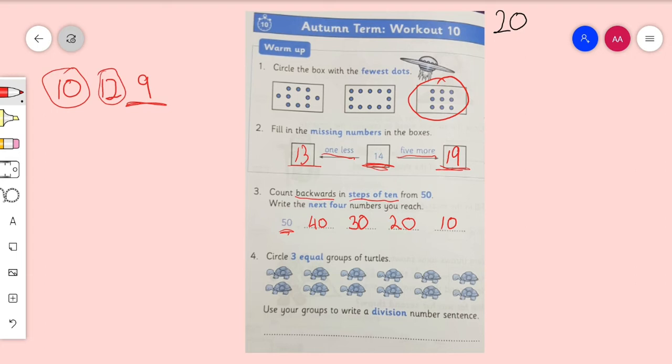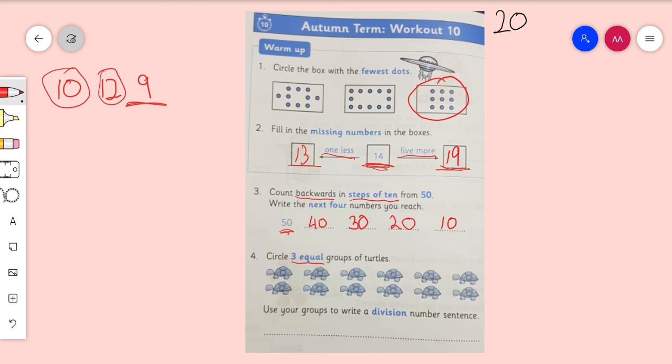Now let's do question number 4. It says, circle 3 equal groups of turtles. We need to circle 3 equal groups. Let's count how many turtles there are. There is 1, 2, 3, 4, 5, 6, 7, 8, 9, 10, 11, 12. There are 12 turtles.